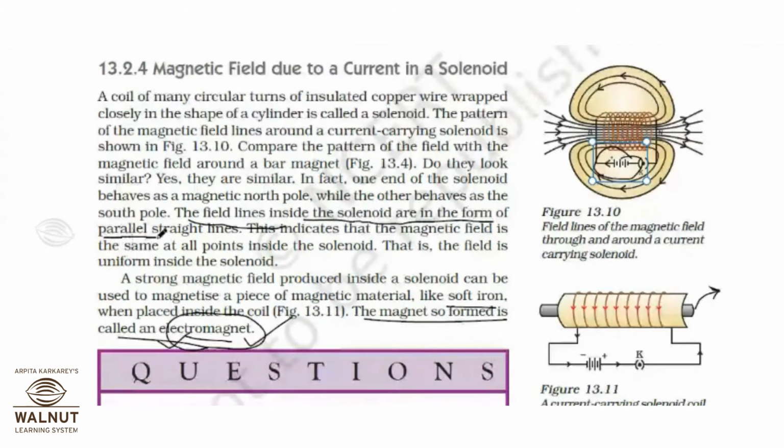The field lines inside the solenoid are in the form of parallel straight lines. This indicates that the magnetic field is the same at all points inside the solenoid. Very important from the MCQ point of view: the field lines inside the solenoid are parallel to each other, and when they are parallel, that means the strength of the magnetic field inside the solenoid is uniform. Inside the solenoid, I am talking. It is uniform. Why? Because the magnetic field lines inside the solenoid are in the form of parallel straight lines. Is this clear, what is solenoid and what all things we have studied about it?